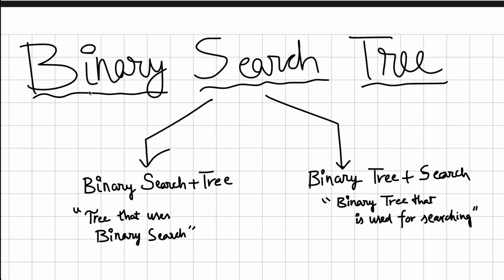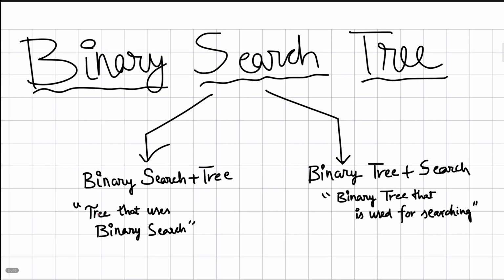So, hello everyone. Today we are going to deep dive into binary search trees. Before starting, I would like to put forward two simple word jumbles of the binary search tree, which are binary search plus tree and binary tree plus search. These are very simple words that sum up the meaning and the concept of it.